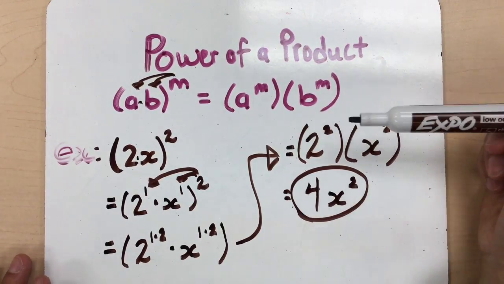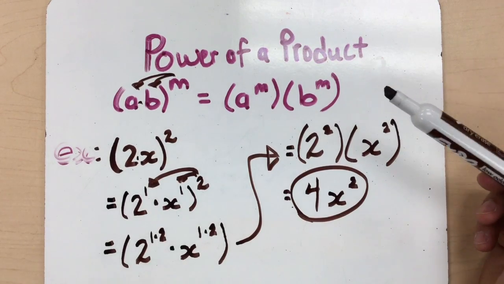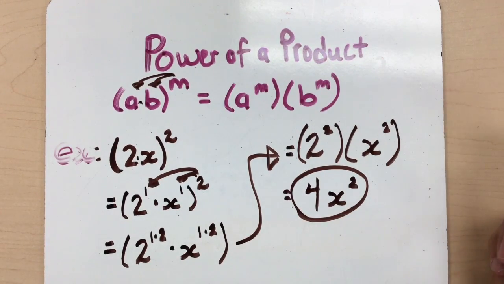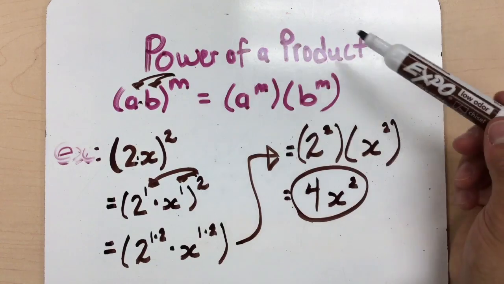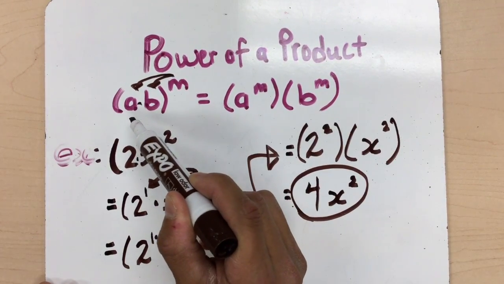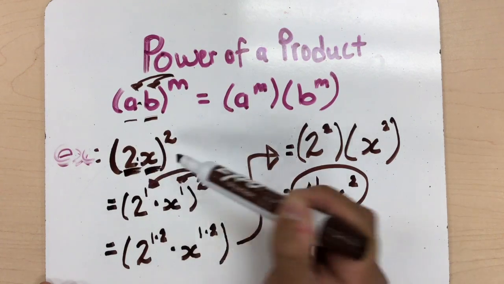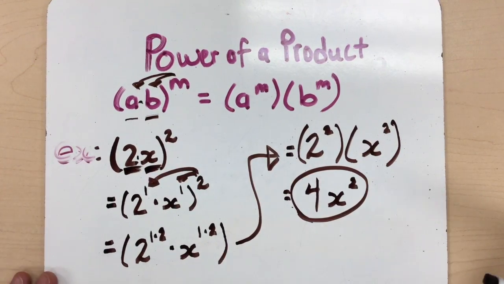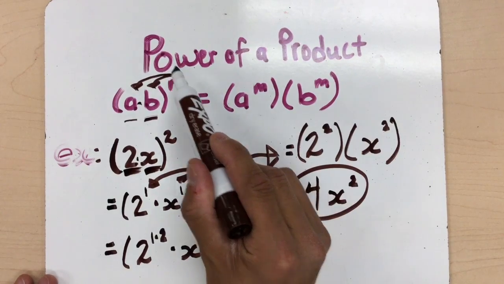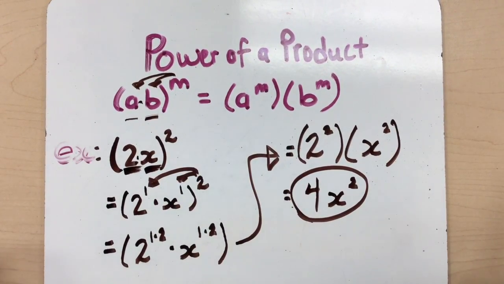But notice the differences in the power of a product law with the power of a power law. So with the power of a product, remember I have two different bases. So I have a and b, or 2 and x, as our example showed, and I'm distributing my exponent into both the bases. With the power of a power law, we were only working with one base, and we were working in those specific examples with more than one exponent as well.